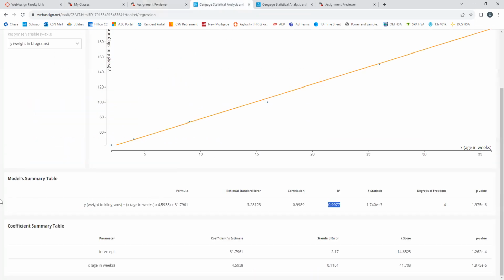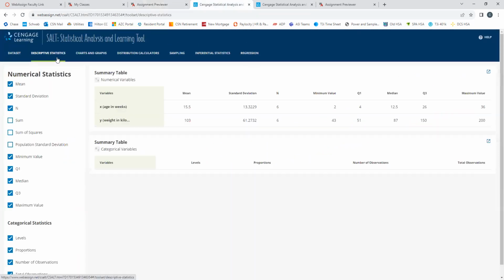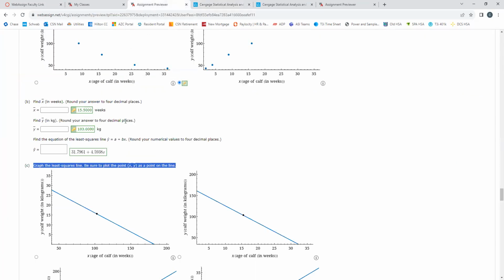So can we use salt with these right here to get those values? Well, let's come over here to the descriptive statistics. If we take a look, we'll see it's got both the X variable and the Y variable stats calculated out. So we would get 15.5 as the average for age in weeks, and then we would get 103 as the average for the Y variable. And as we see right here, we've got 15.5 and 103 as our values.